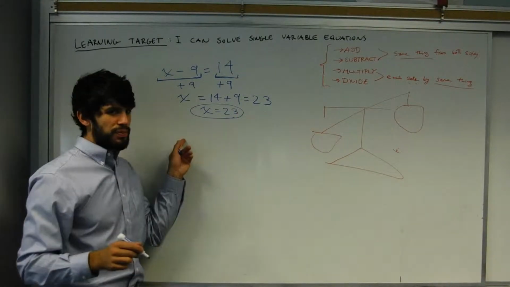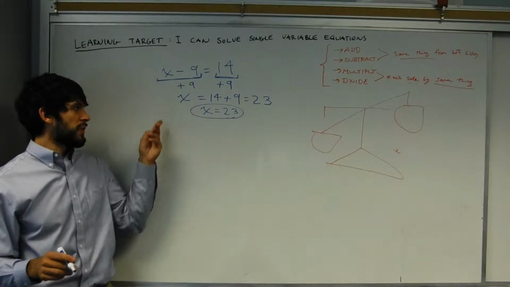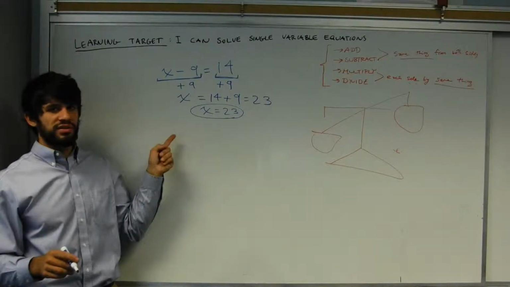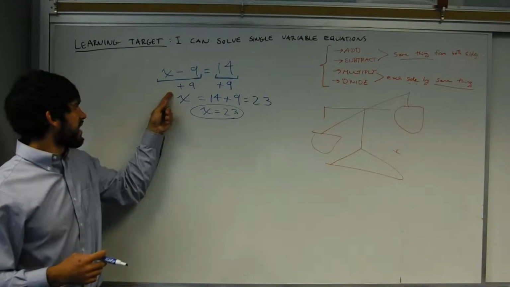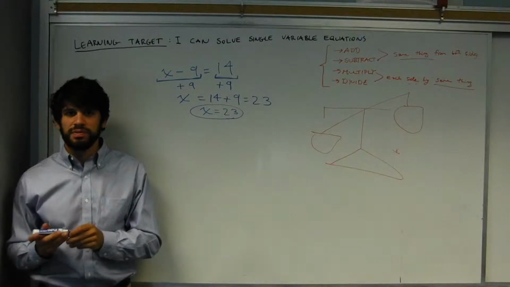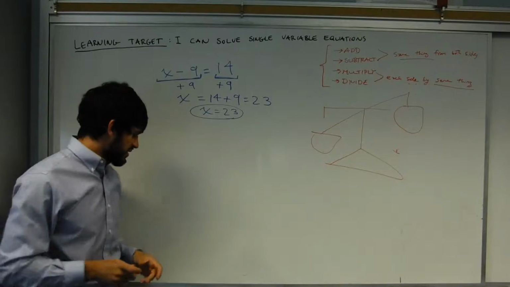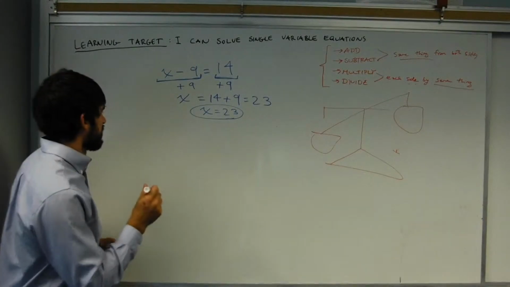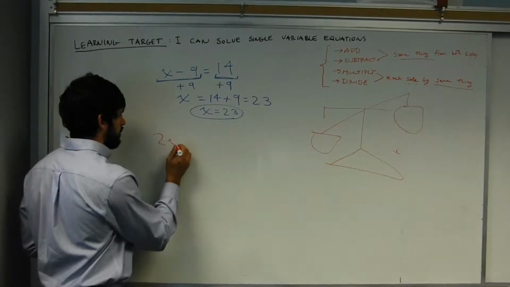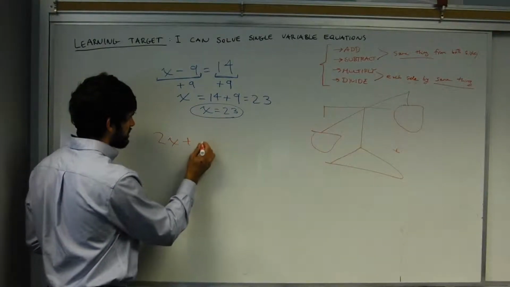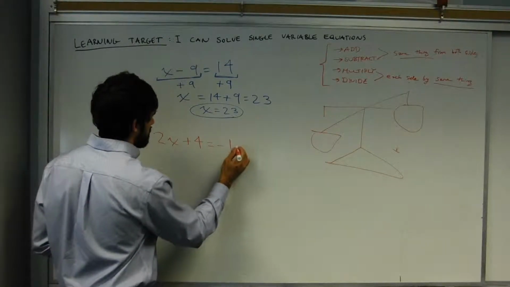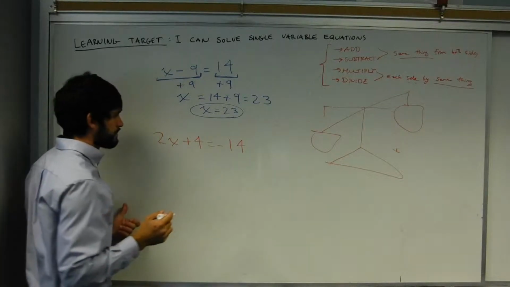So this is a very simple equation. It's called a one-step equation because it only took one step to solve. You see, all we had to do was add 9 to both sides. So now let's do a second example. We'll make things a little bit more complicated. Let's do 2x plus 4 is equal to negative 14.